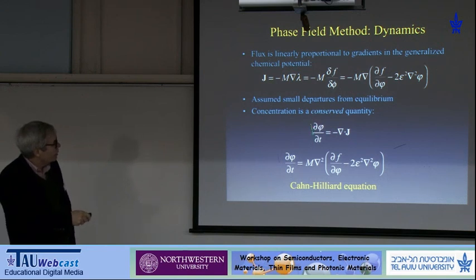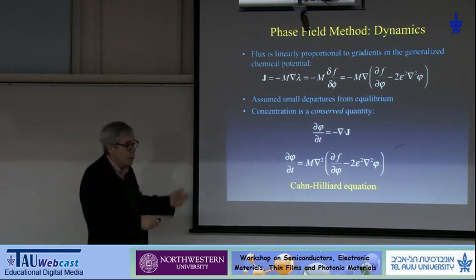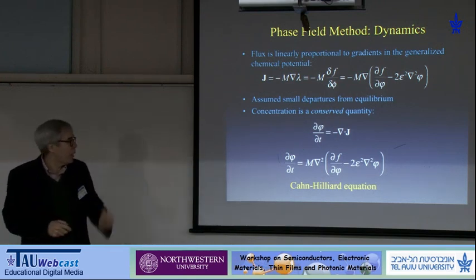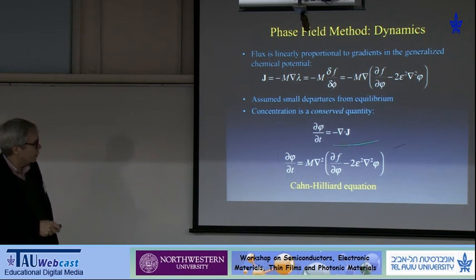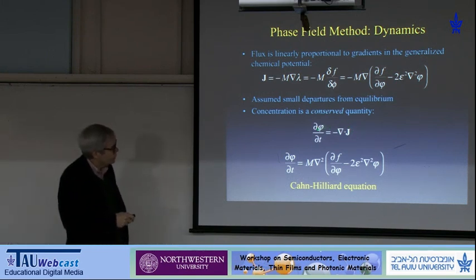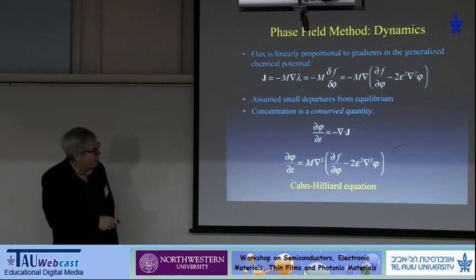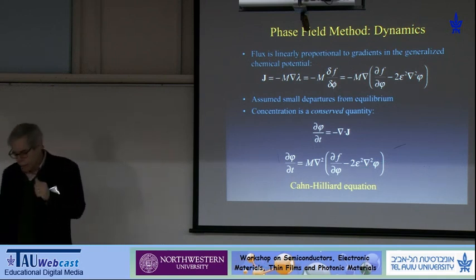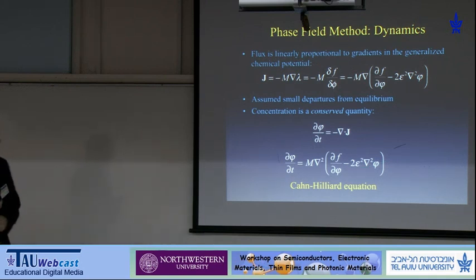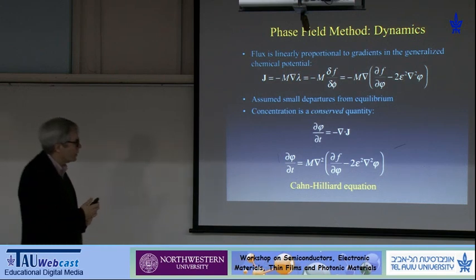The concentration is conserved. You put this into here. And so this is a conserved quantity. I'll be using conserved and non-conserved order parameters a fair bit as we go. So this is a conserved case. So it says that the flux is conserved. You put this into here, and this is what's called the Cahn-Hilliard equation. And this is one of the two basic equations that make up all phase field models.